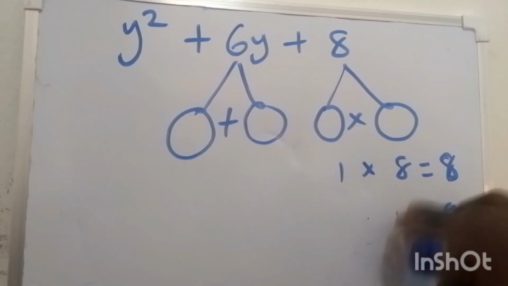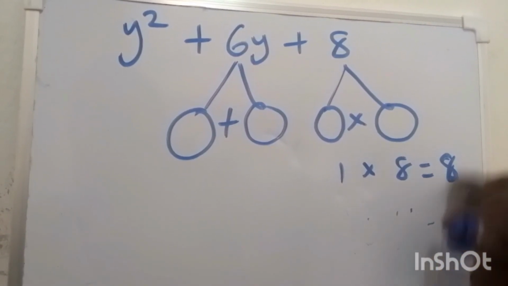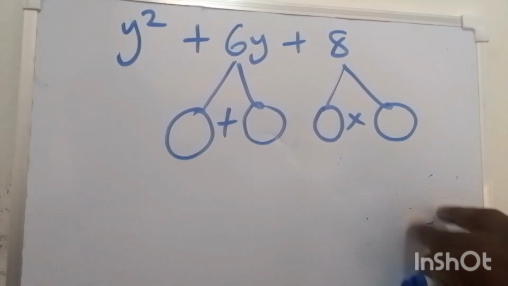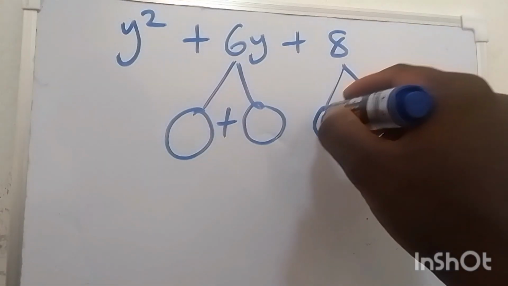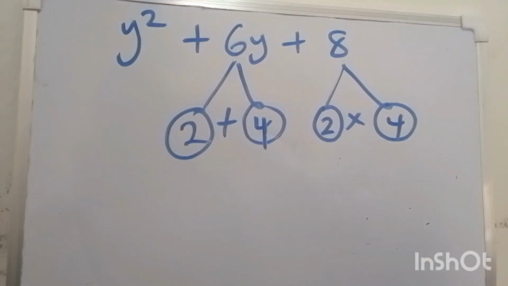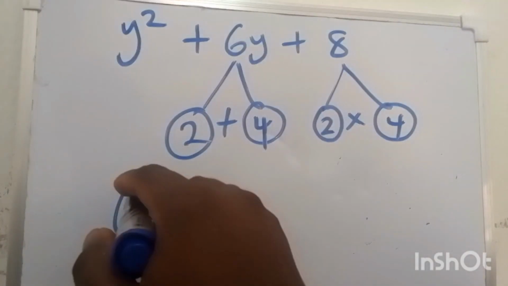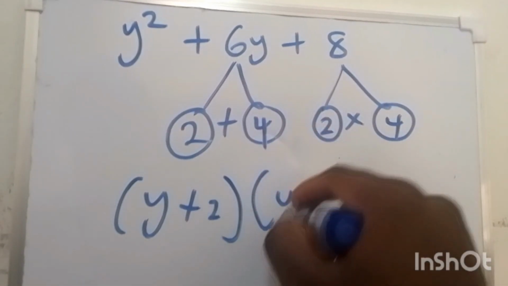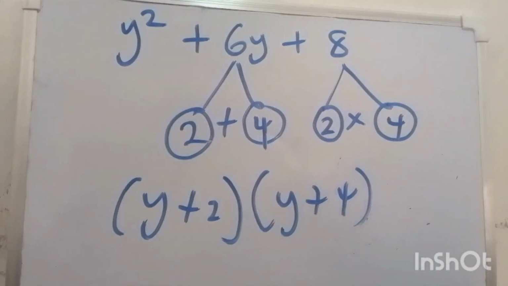So another pair we can try is 2 and 4. 2 multiplied by 4 is 8, and 2 plus 4 equals 6. Alright, so therefore, the final answer is y plus 2, because they are both positive, and also y plus 4.